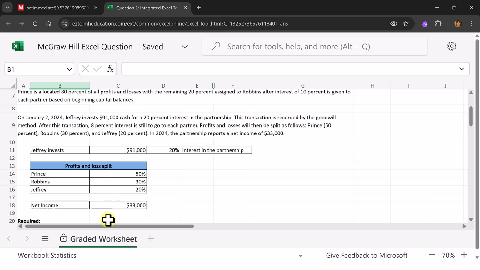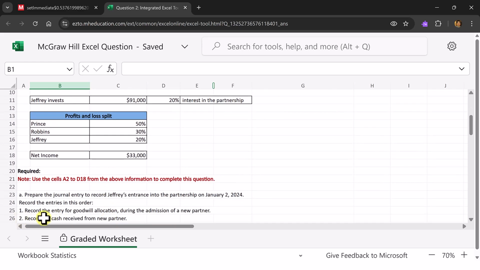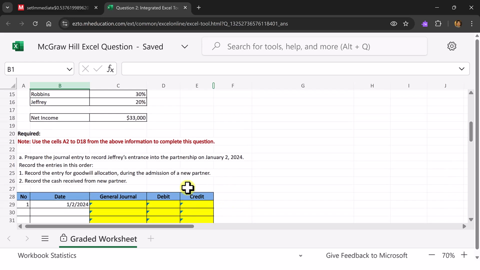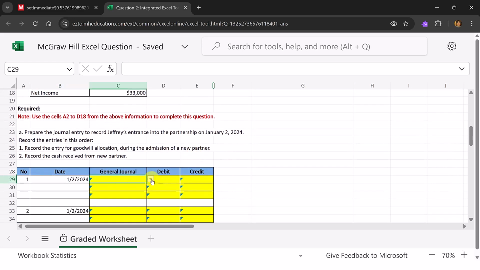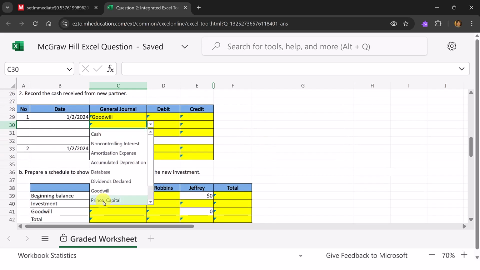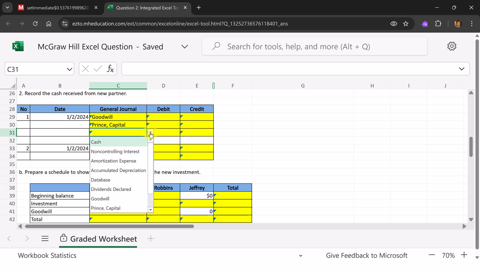Okay, so let's go ahead and work on the first journal entry. Again, record goodwill being allocated among those two existing partners before admitting the new partner. Goodwill is an asset, and assets are increased with debits. So that's the first entry here in our transaction. And whatever we debit has to equal credits. This new asset, goodwill, is going to be allocated among the two existing partners, allocating it to their capital accounts, Prince and Robbins.